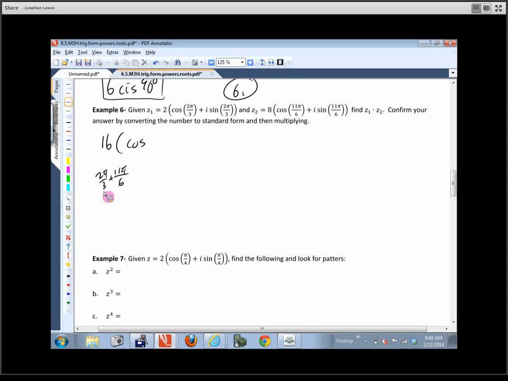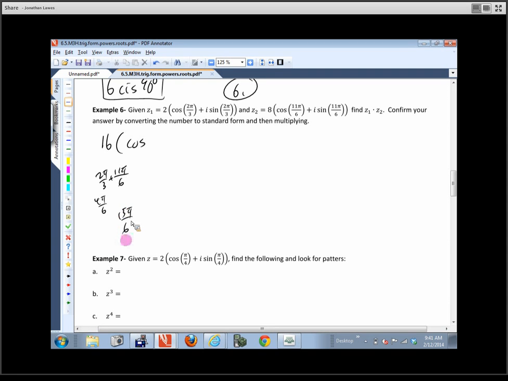Let's see what I've got here. Let's make this 6, so that's going to be 4 pi 6. So that's going to be 17 pi 6. Correct? 15 pi. Oh, 15 pi 6. Thank you. 15 pi 6. Okay, think about that for just a second.